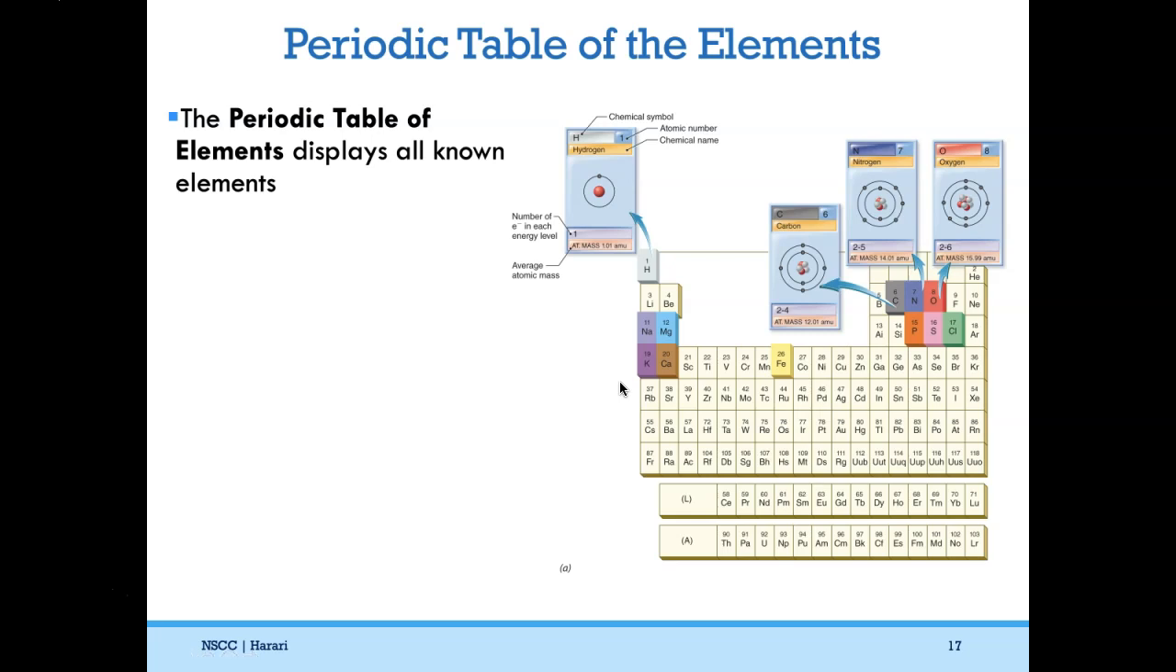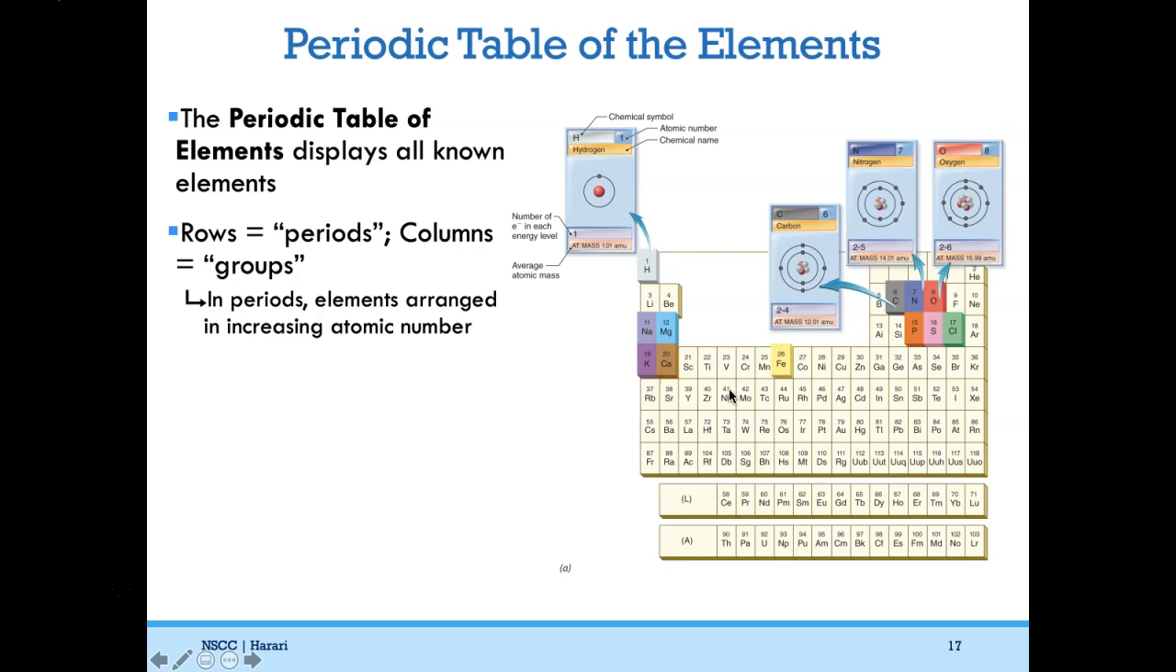The periodic table of elements displays all of the known elements on Earth, some of which were created in a lab years after the natural ones were discovered. We call the rows of the periodic table periods, so each row is a period. Each column is called a group.